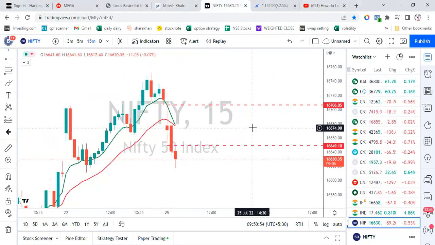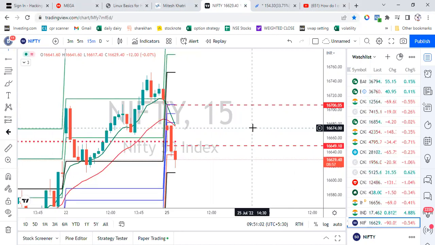Fifteen minutes is very bearish. The first 15 minutes candle is kind of a doji, and the second 15 minutes candle is very strong bearish, and the third 15 minutes candle also continues to be bearish.